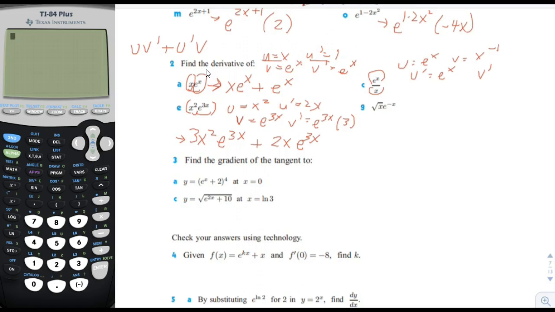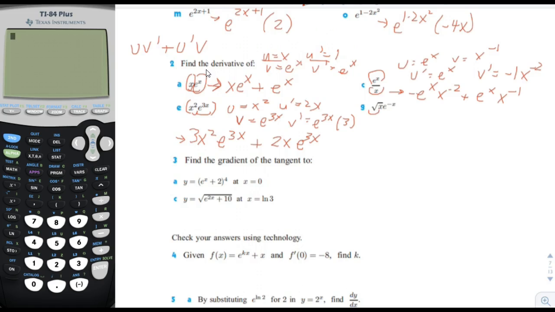And v dashed would be negative 1 times x to the negative 2. Now, the product rule says that the derivative would be e to the x times v dashed, which is negative 1 x to the negative 2, plus u dashed, which is e to the x, times v, which is x to the negative 1. Okay? Last one.